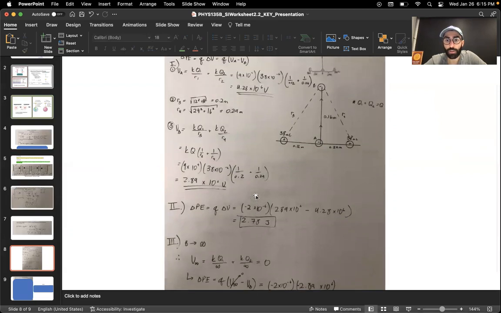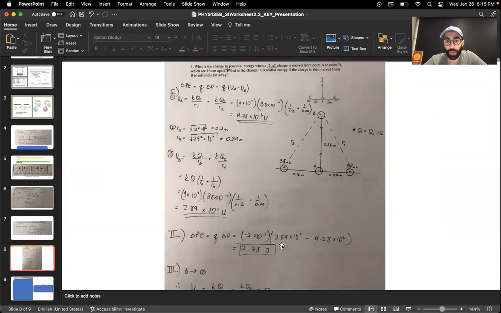We have our charge, that's given in the question. We have our VB value, excuse me. Yes, we have our VB value and we have our VA value, so that's final minus initial. And then we'll come up with how much energy is required to move from point A to point B.